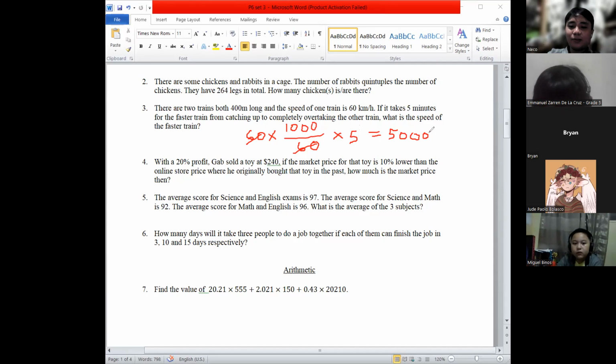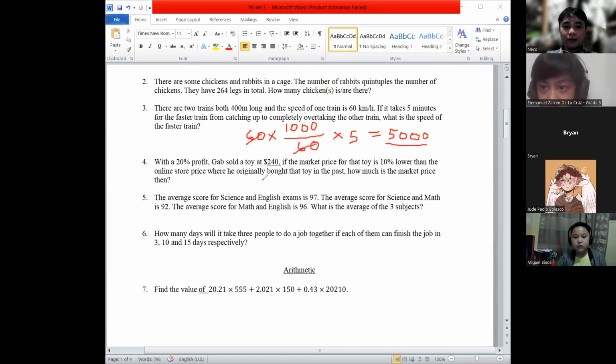So what is this, by the way? Hello, guys? This would be the speed of the train, or in other words, the speed of the faster train in what units of measurement? It's in meters per minute. But the question is, what is the speed of the faster train? Of course, it should be in kilometers per hour. And take note that the train is 400 meters long. So to be able to solve the speed of the faster train, we should add this one to 400.